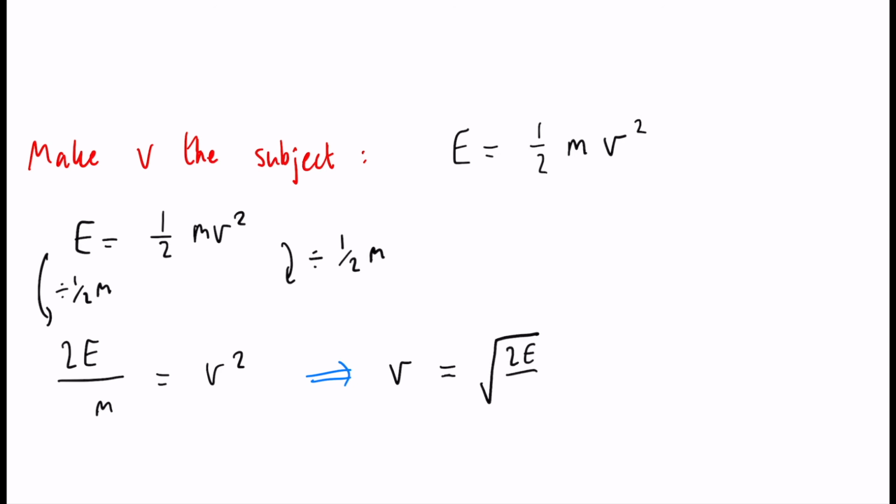2e over m. Now when it comes to approaching questions like this in your maths paper, in your science paper, it could appear in both, it is very important, I would say, to rearrange the equation first and then substitute your numbers in. It will just make the question a lot easier.